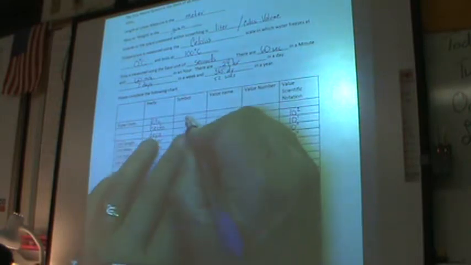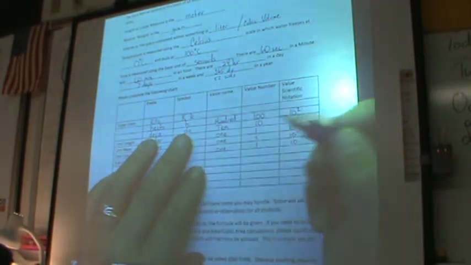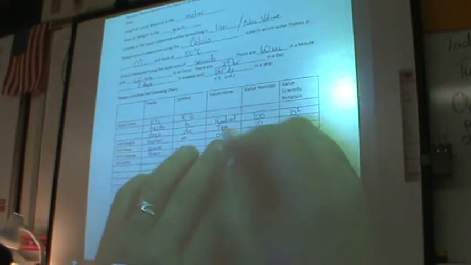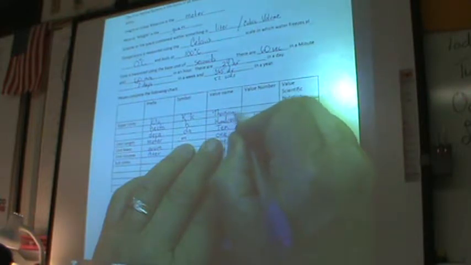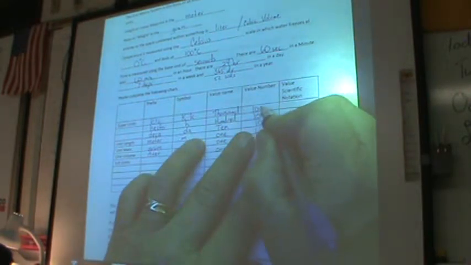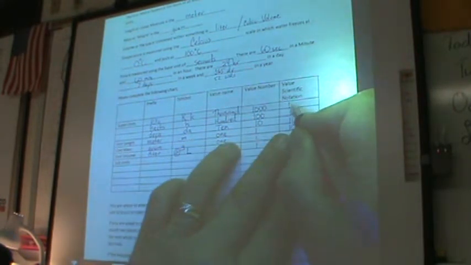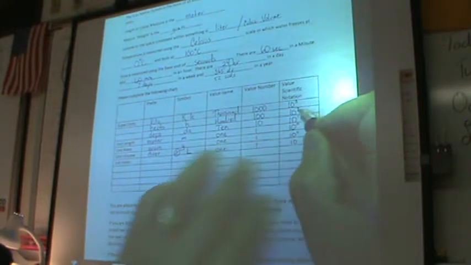Then we have kilo. Now, I've seen the symbol for kilo either be a capital K or a small k. I think nowadays we're trending toward the small k. It is 1,000. The value, therefore, is 1,000. And in scientific notation, that is 10 to the 3.